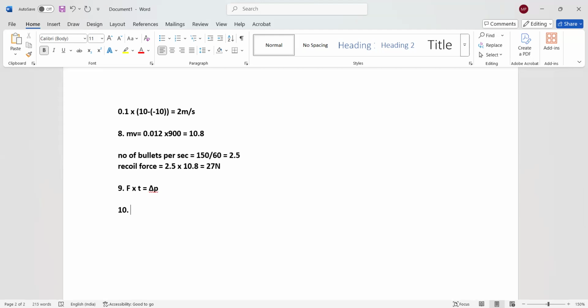Next question is, a constant force of magnitude 20 Newton acts on a body of mass 2 kg, initially at rest for 2 seconds. What will be the velocity of the body after 1 second from start, 3 seconds from start? So F is equal to ma. We know that equation, that is Newton's second law. So 20 is equal to 2a. From this, you can find the value of a, that is 10.